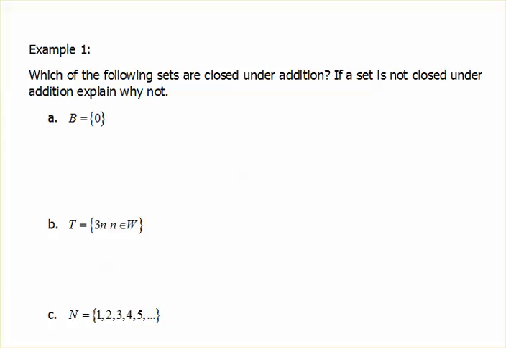Alright, so here for our first problem, we have the set which is called B equals the set that has the element 0 in it. Well, if 0 is the only element of the set, then we can only add 0 to itself. So if I say 0 plus 0, that gives me 0. So when I add any two things in the set, I get an answer that is also in the set. So yes, this is closed under addition.